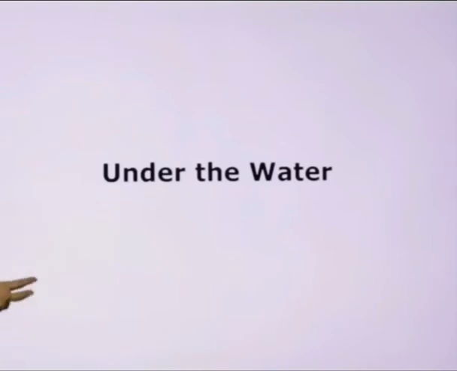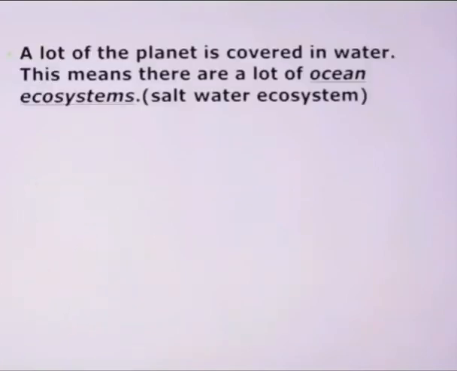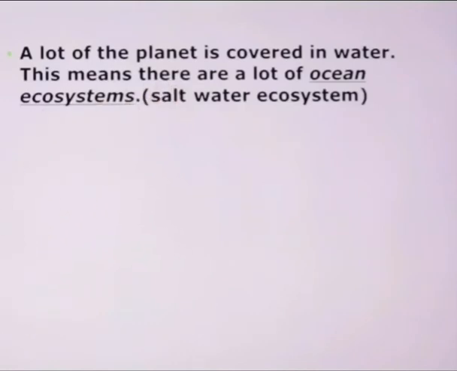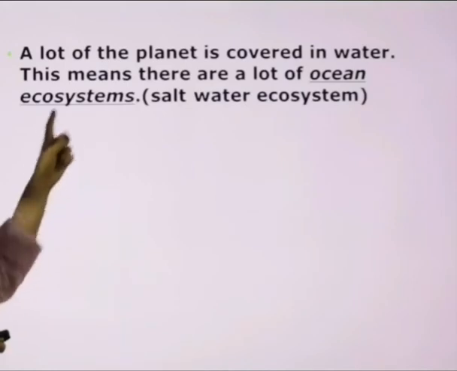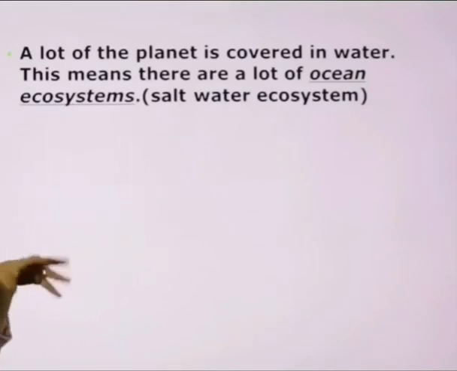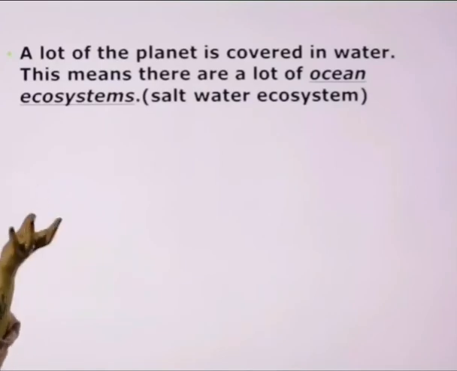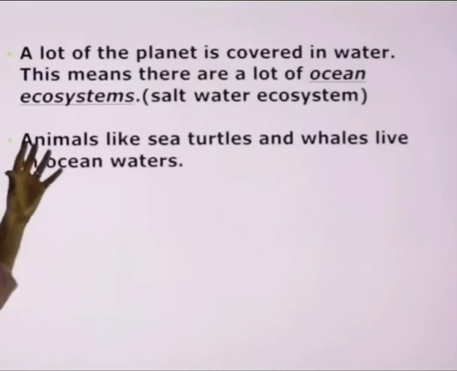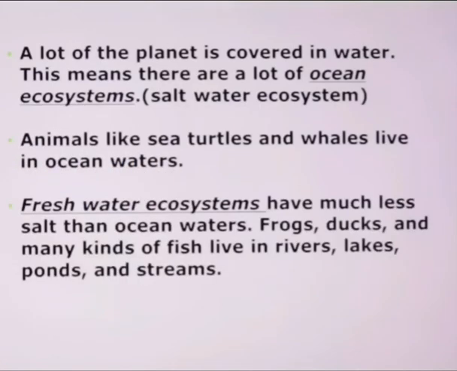Under the water, let's take an example of some water ecosystems. We talked about land ecosystems, now water ecosystems. A lot of the planet is covered in water. This means there are a lot of ocean ecosystems. Ocean ecosystem means saltwater ecosystem, because all of us, if we go swim in the sea, we can taste the salty water there. That's why it's called saltwater ecosystem. Animals like sea turtles and whales live in ocean waters.